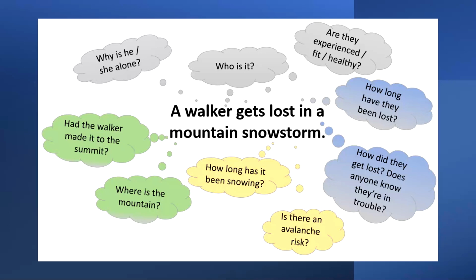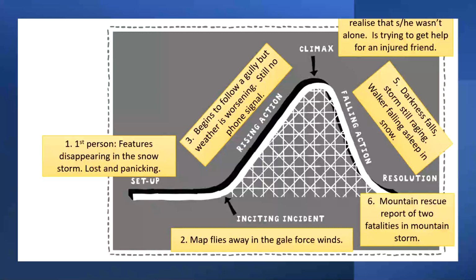What that enables me to do in my 5-minute planning time is go back to the idea of that roller coaster ride and think, right, how can I turn this into my 6-point story? I'm going to start off by thinking, I'd like to write the story in first person rather than third person. I'm going to think about features disappearing in the snowstorm and the walker feeling lost and panicked. So that's my setup.